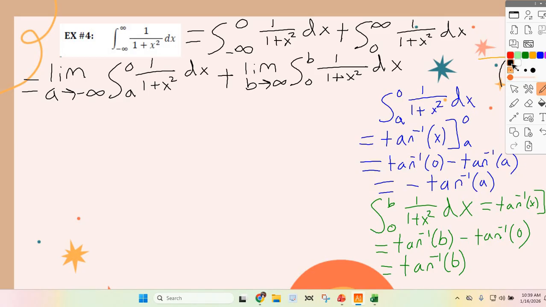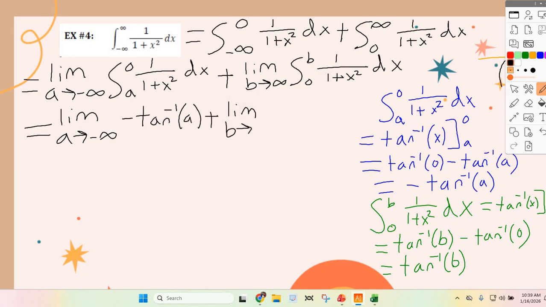So now we can plug back in. We did our integral problem. Technically we have 2 of them this time. Now we need to look at our 2 limit problems. So I have the limit as a goes towards negative infinity of our first one, where we got negative tangent inverse of a, and then I'm adding the limit as b goes to infinity. We got a positive there, so tangent inverse of b.